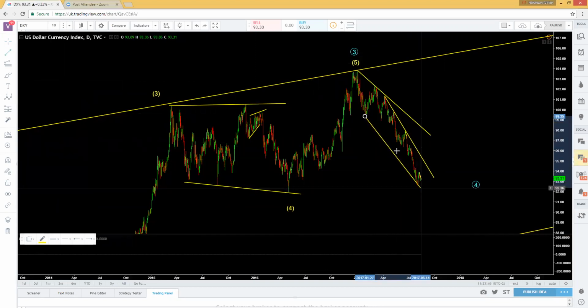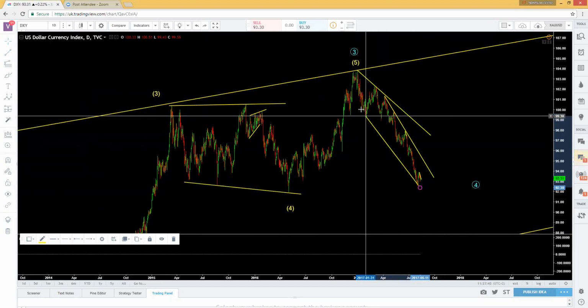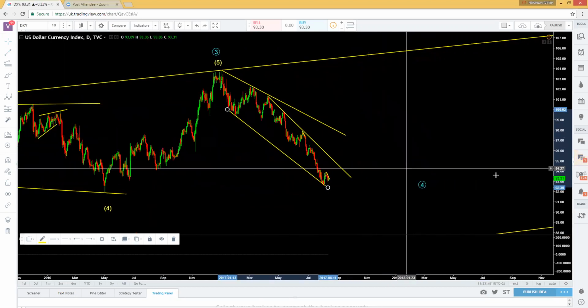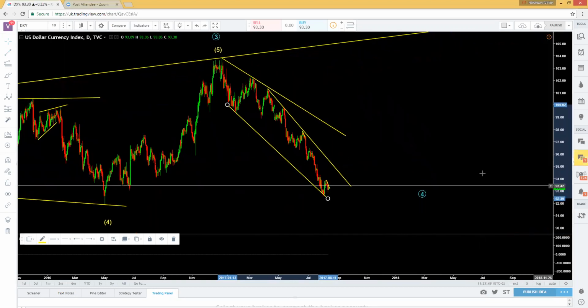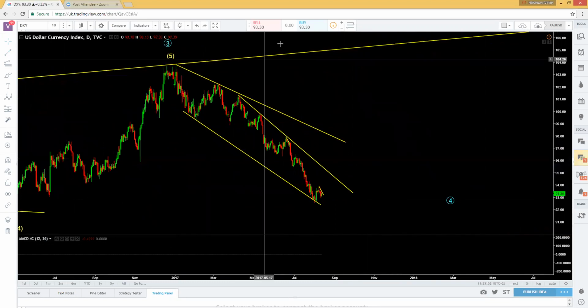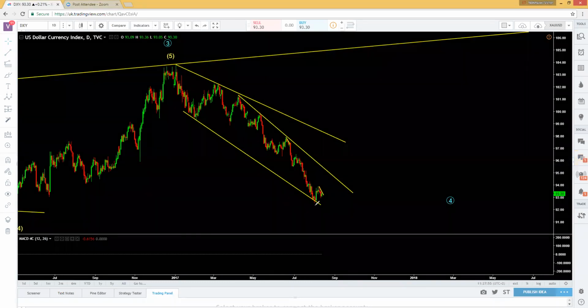Okay, but then if you look here, we've had this wave down. You just want to see what the dollar index is doing in the lower time frame. So we can see here that we had this impulse move up. That is the impulse move up. And then we've got a corrective flag. Normally when that happens, a flag is a continuation pattern.